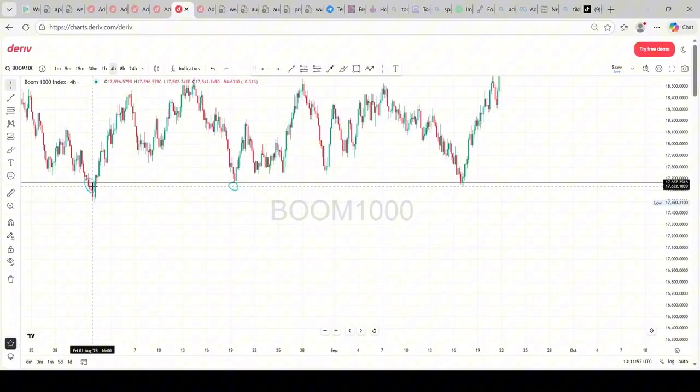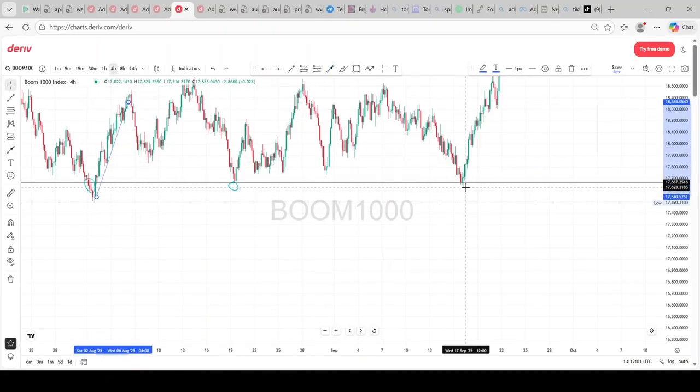That's exactly what happened here again. And then what do you notice after the false breakout? You can see a major move to the upside. And that's exactly what happened here again, a major move to the upside.